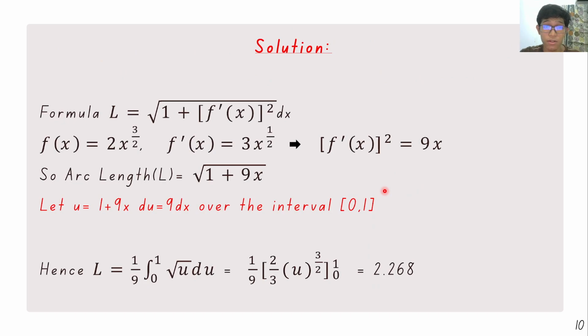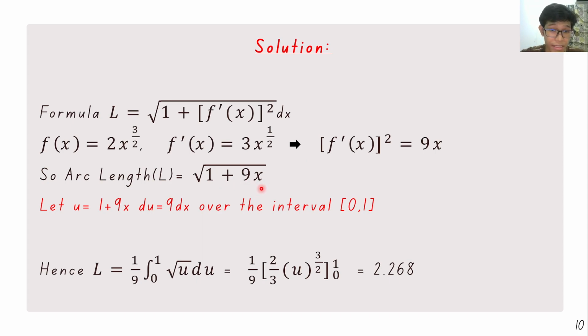And here's the solution. As you can see, here's the first formula: L is equal to the integral of the square root of 1 plus f prime of x squared dx. The given f of x is 2x to the 3 over 2, and we have to differentiate f of x. We get 3x to the 1 over 2. In this case, we find f prime of x squared already, so we just put it in the square root. We obtain 9x. So the arc length is the square root of 1 plus 9x.